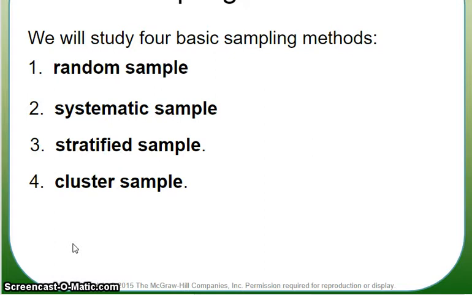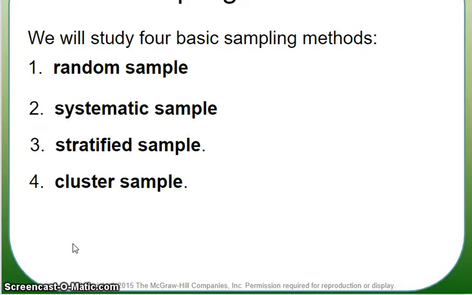So systematic sample is you take every 5th member, 12th member, 15th, whatever it might be, and you generate your sample that way. The next one is a stratified sample. So a stratified sample is where it makes sense to stratify your data in advance.